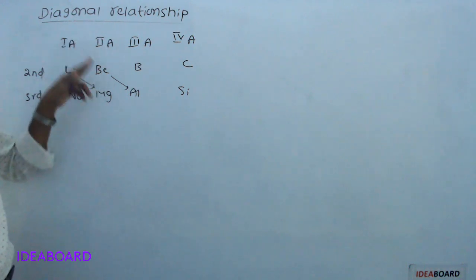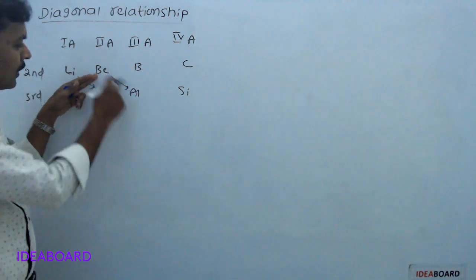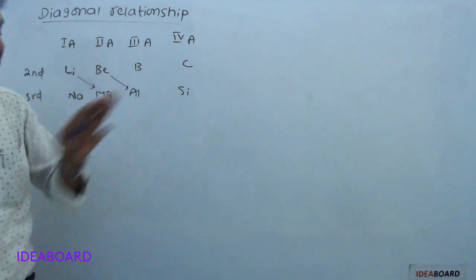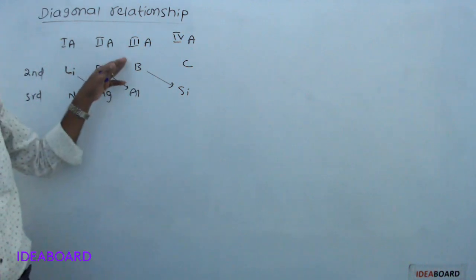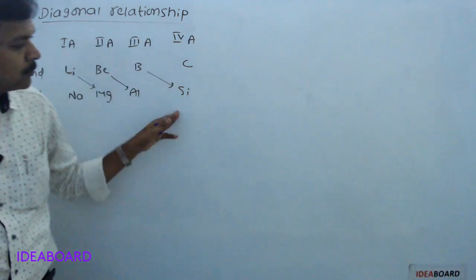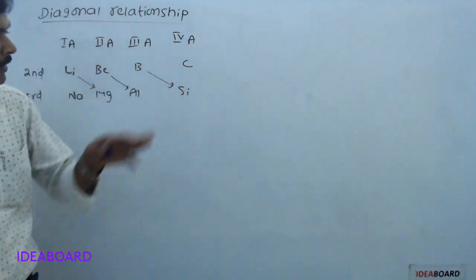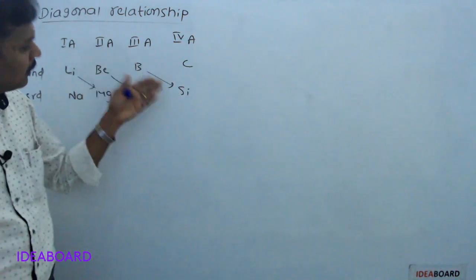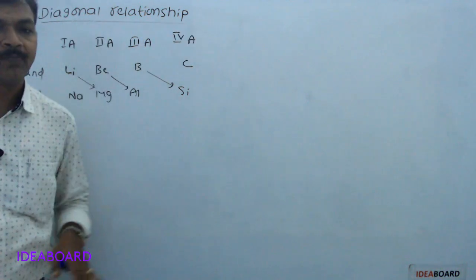Beryllium belongs to second group. Aluminium belongs to third group. Even though these two belong to different groups, some properties are the same. Even boron and silicon also. Boron belongs to third group, silicon belongs to fourth group. Even though they belong to different groups, they have some similar properties. That is called diagonal relationship.